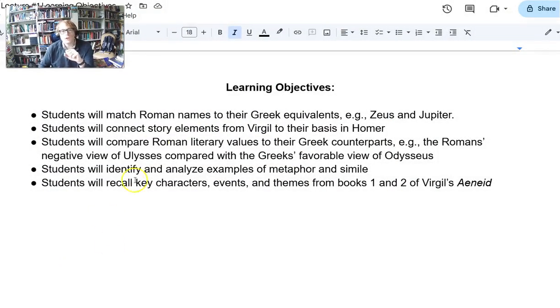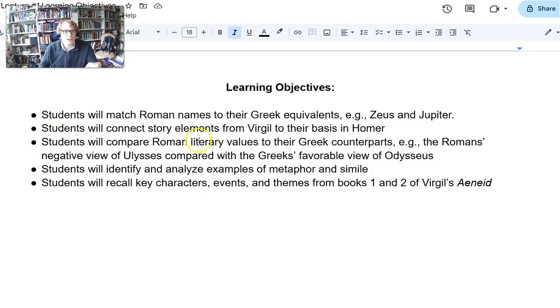First of all, students will match Roman names to their Greek equivalents. So in Greek, we know the god of the gods, the greatest of the gods is Zeus, the king of the gods, Zeus. In Roman myth, he's Jupiter. And most of all the gods and lots of the people, their names change. And so we're going to work on matching the Roman names to the Greek names.